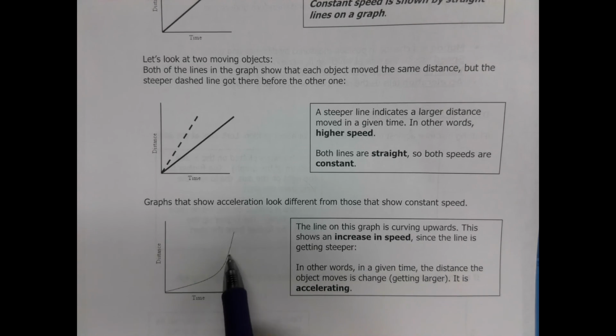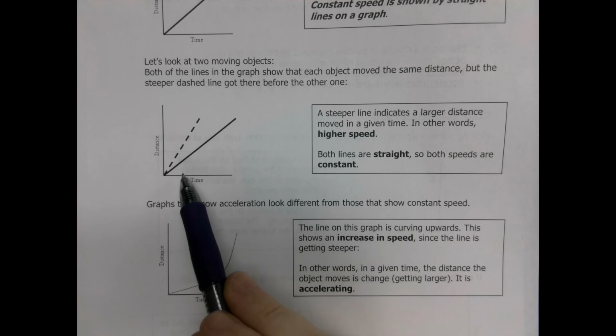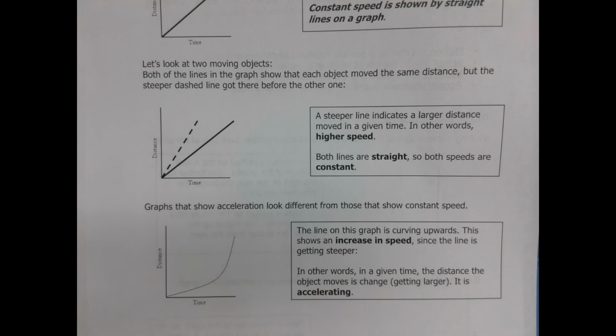And because it's changing steepness, it means it's accelerating. In other words, in a given time, the distance the object moves is changing, getting larger. So it's accelerating. Acceleration looks like a curve, whereas constant speed or no acceleration looks like a straight line. Make sense?